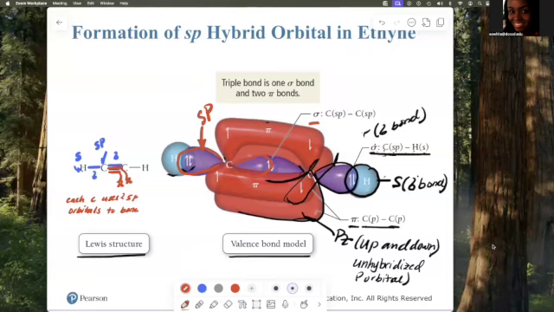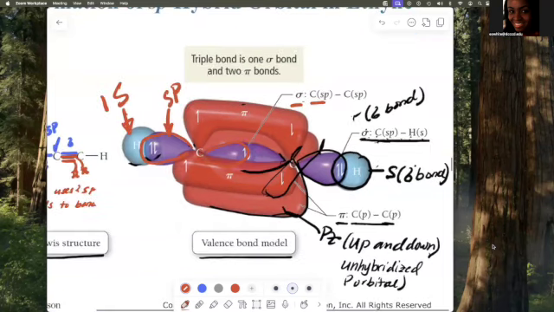Sigma bond, the carbon uses sp orbital. Same thing with the other carbon, sp orbital, to form the sigma bond. The hydrogen uses the s orbital, actually the 1s orbital to be specific. And then the carbon goes back and uses the 2p unhybridized orbitals to form the pi bonds, right? Oh, here they just call them p. Okay, that works. P works too, for the pi bonds.